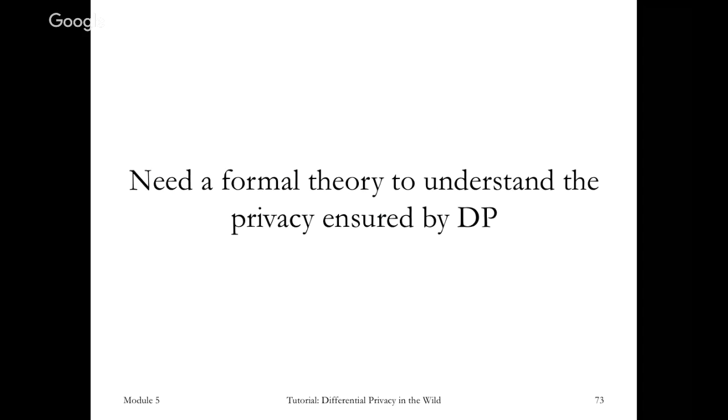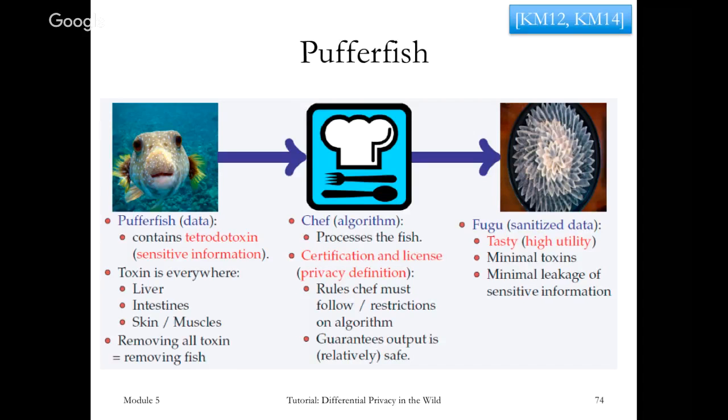So therefore, we need a more formal theory to understand what privacy means and what privacy is actually ensured by differential privacy, both to understand how to extend it to situations where it's not just tabular data with records, but also to understand what happens when you have correlations and so on, right? And one way to do that is using this framework called the Pufferfish framework. Okay, before I talk about it, any questions about the no free lunch theorem?